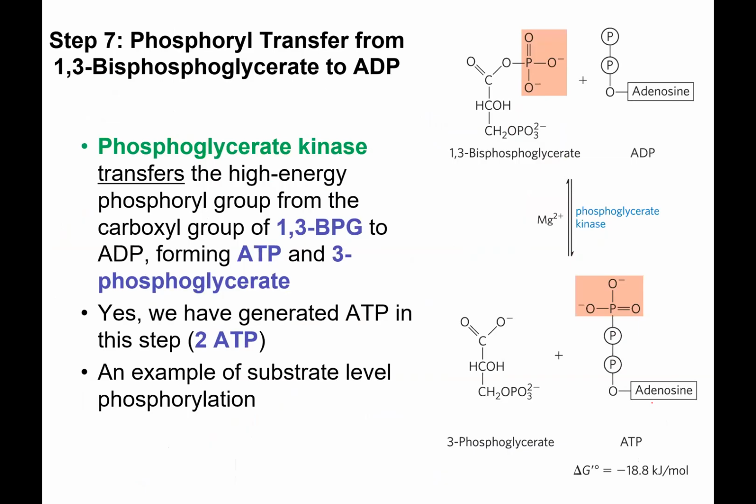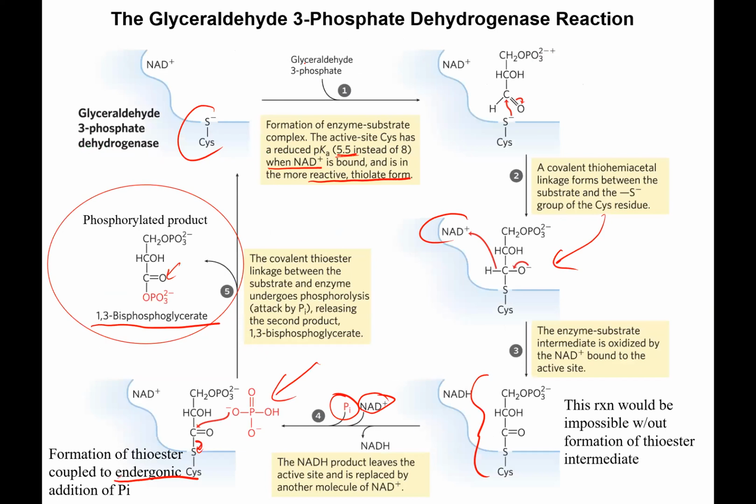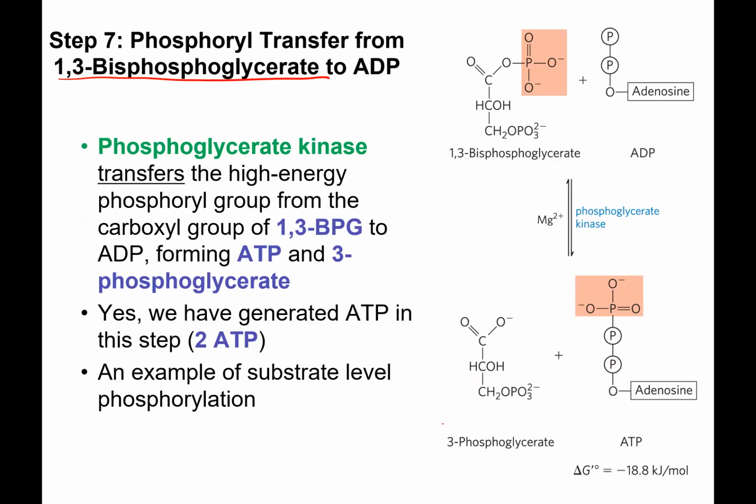Okay, so now what has to happen? We have 1,3-bisphosphoglycerate, and now the fun begins because we get to start forming ATP. We just formed NADH in the last step, right? And in fact, we did it times 2. We got 2 NADH here. In this case, we're now going to start forming ATP.